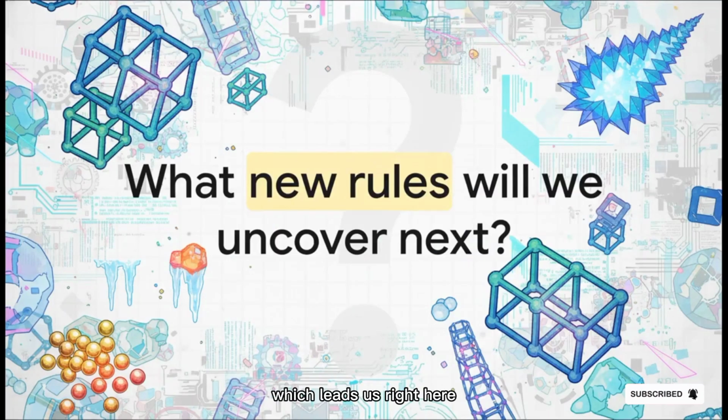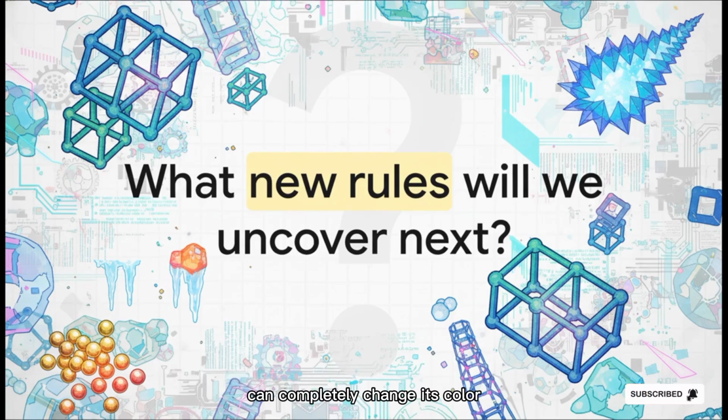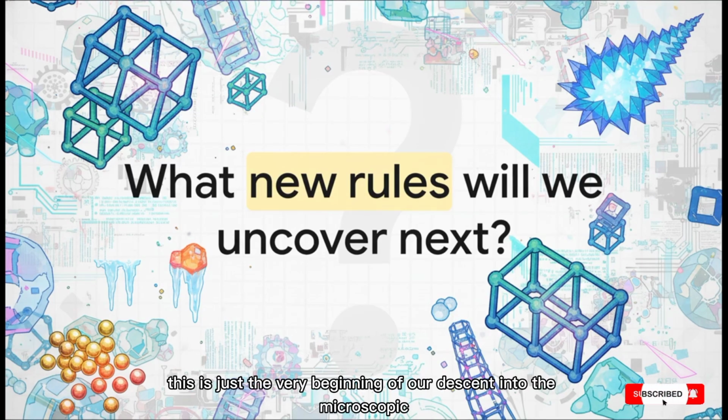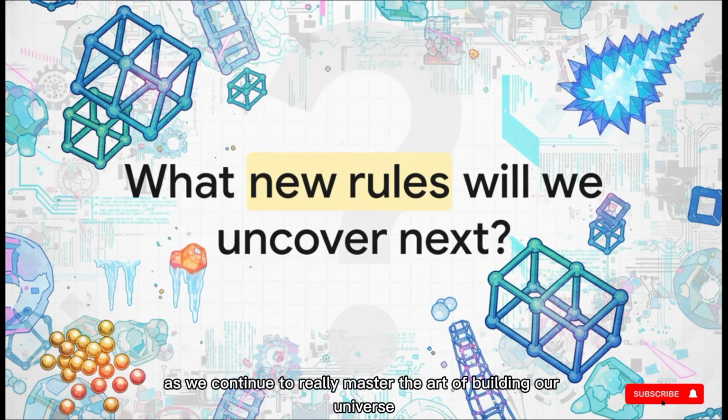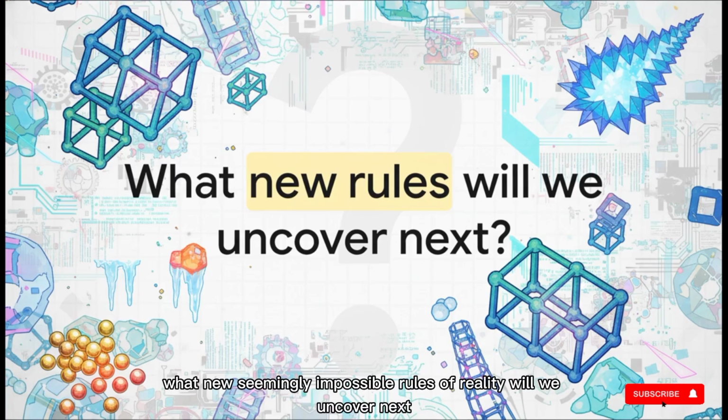Which leaves us right here. We've just peered into a world where simply shrinking an object can completely change its color, drastically drop its melting point, and even turn it into the strongest material on Earth. But you know what the crazy truth is? This is just the very beginning of our descent into the microscopic. As we continue to really master the art of building our universe atom by atom, we have to step back and ask ourselves, what new, seemingly impossible rules of reality will we uncover next?